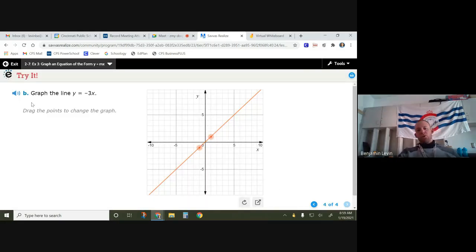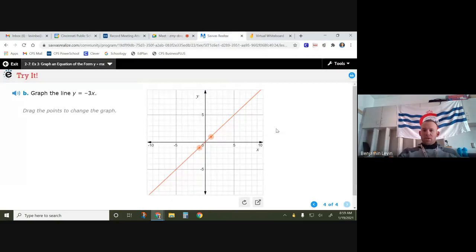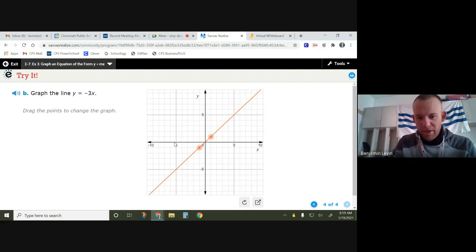All right, this is cool because we can actually drag the points to make a graph here. Am I still presenting my screen? Yes. Cool. So, graph the line y equals negative 3x. What we need to do here is pick some points.